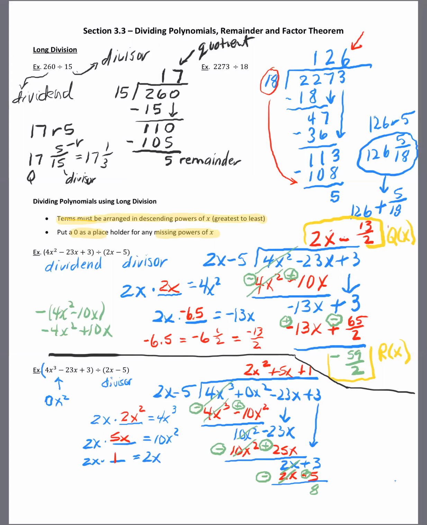So if we were to write our final answer, one way we can do this, the quotient is equal to 2x squared plus 5x plus 1. Your remainder is equal to 8.